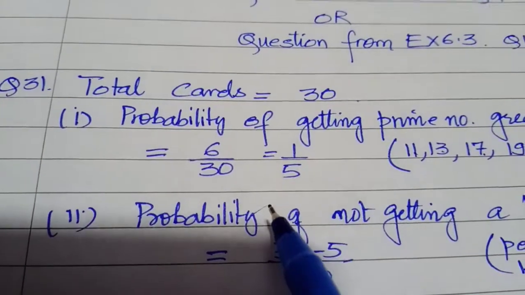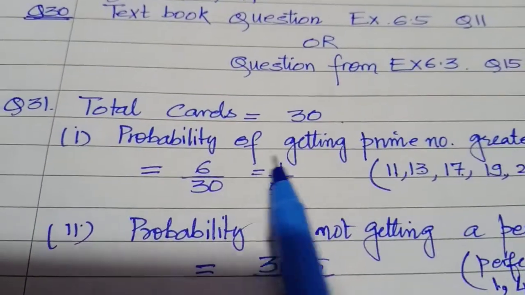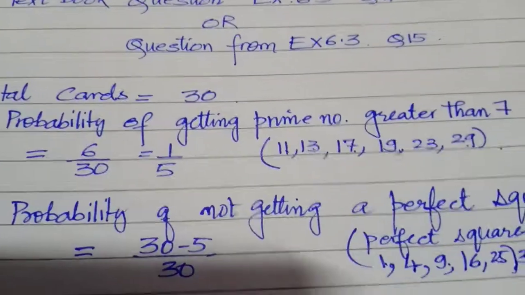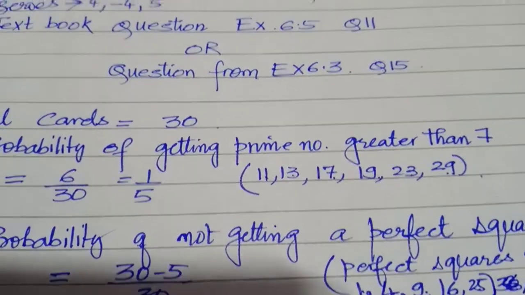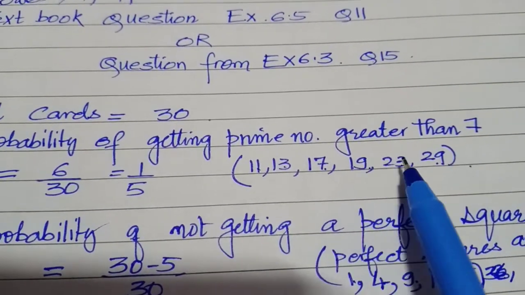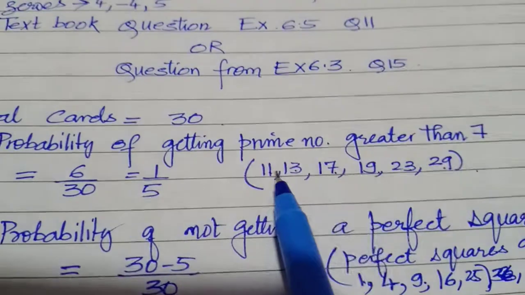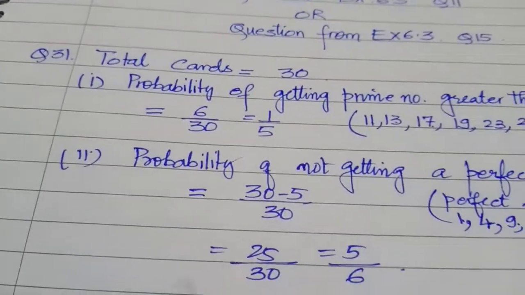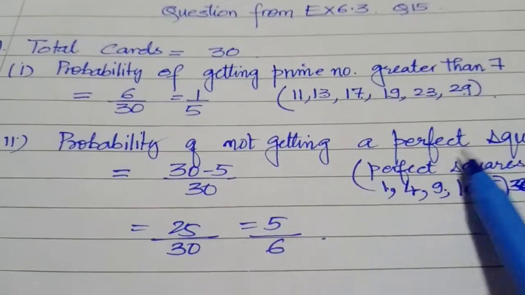That means there are 30 cards. Probability of getting a prime number greater than 7. 7 से बड़ा प्राइम नंबर क्या क्या होता है? 11, 13, 17, 19, 23, 29. 1, 2, 3, 4, 5, 6. So 6/30, 1/5.